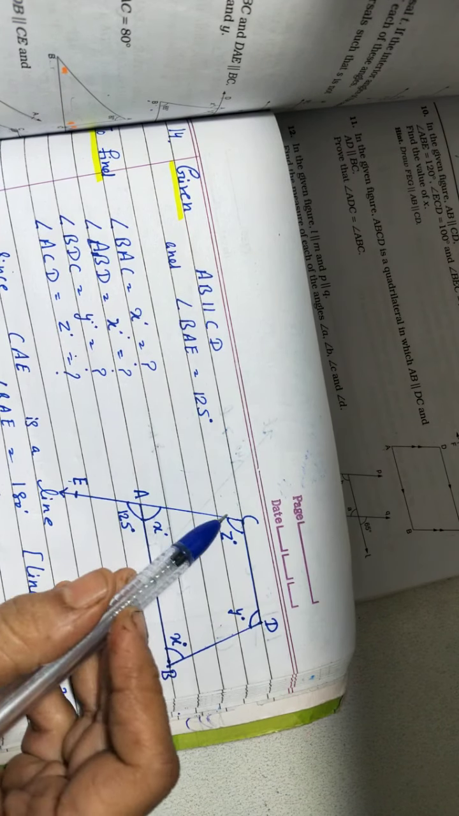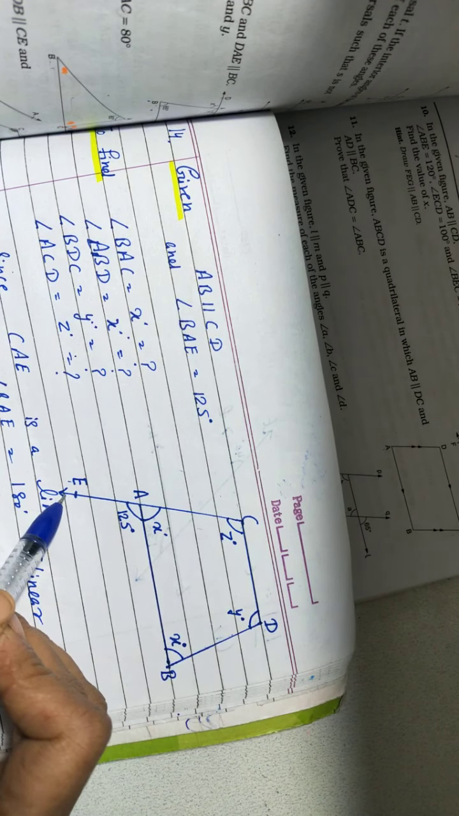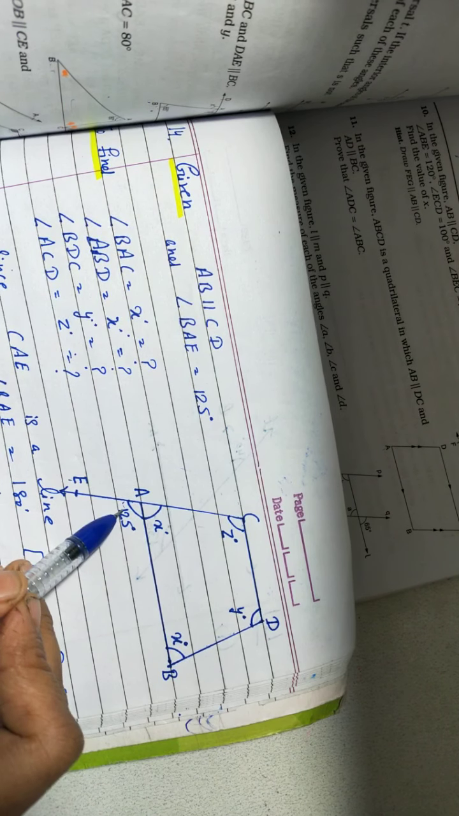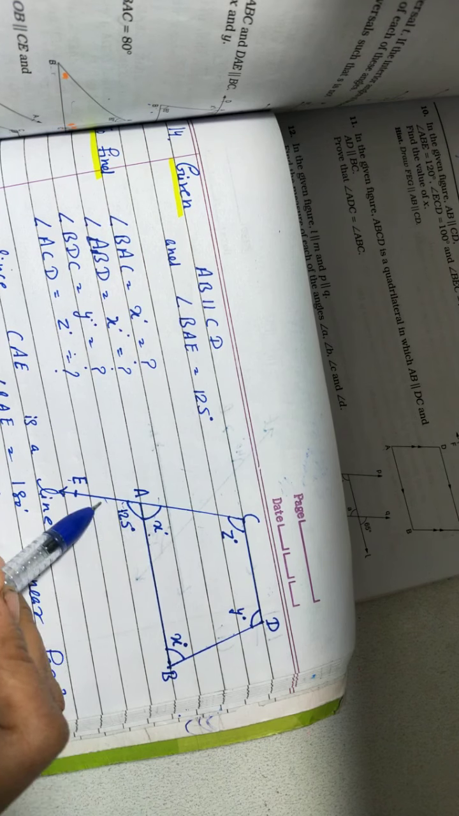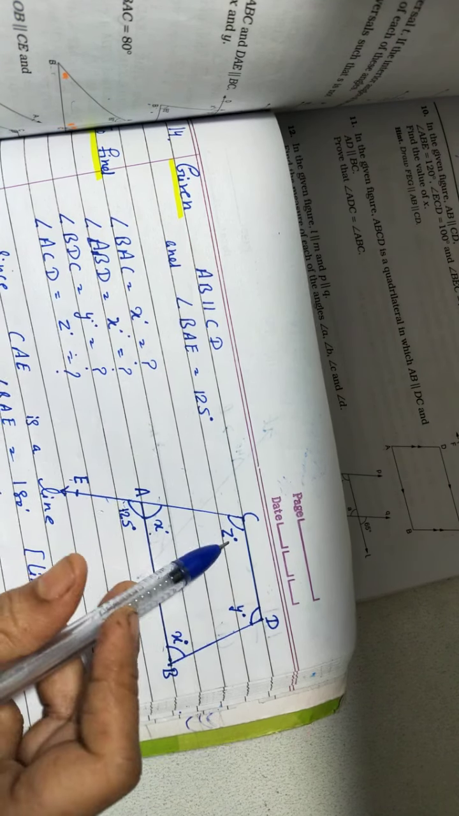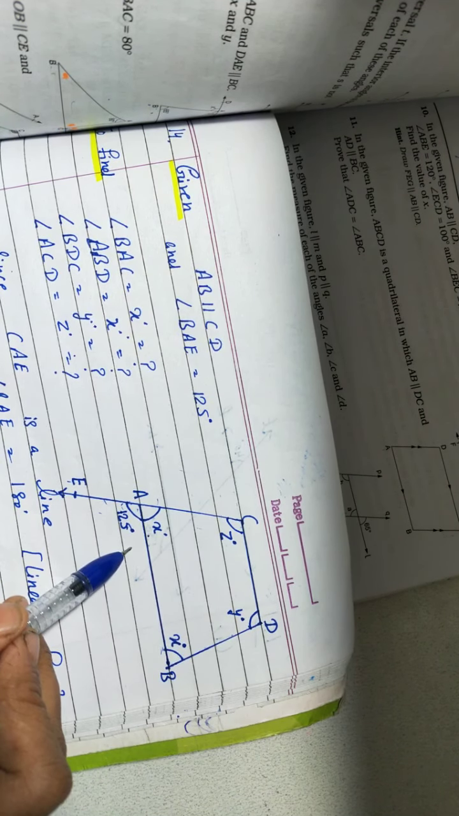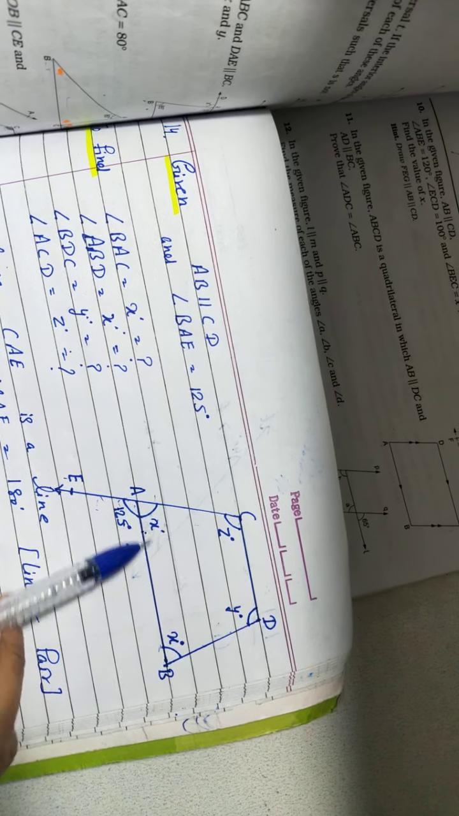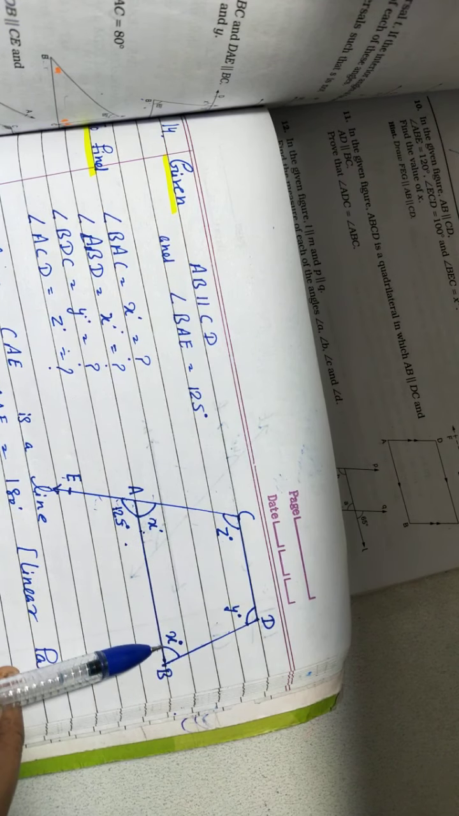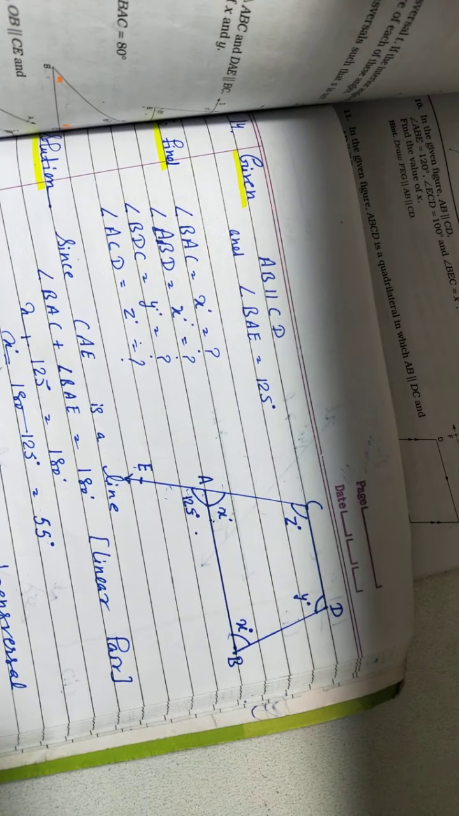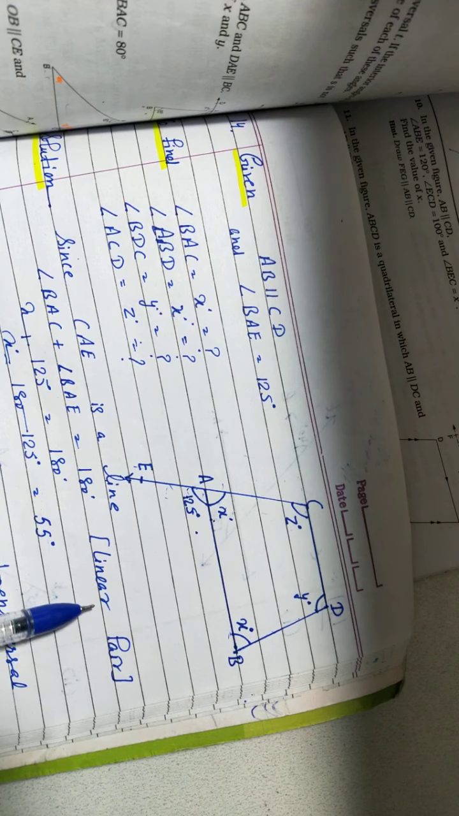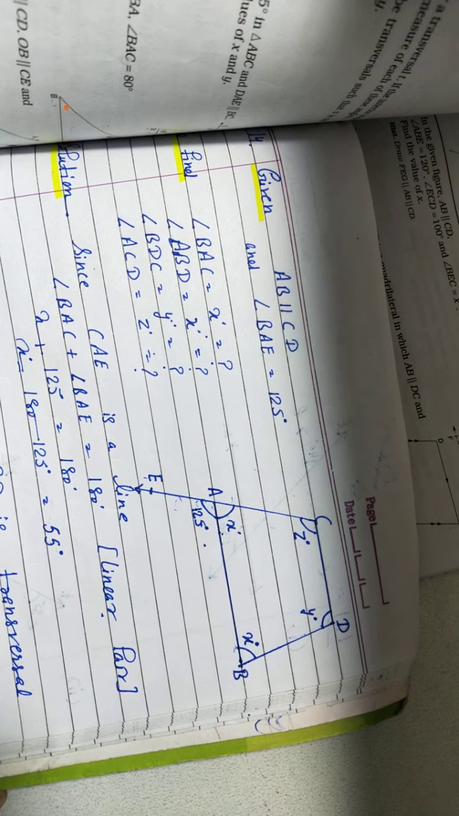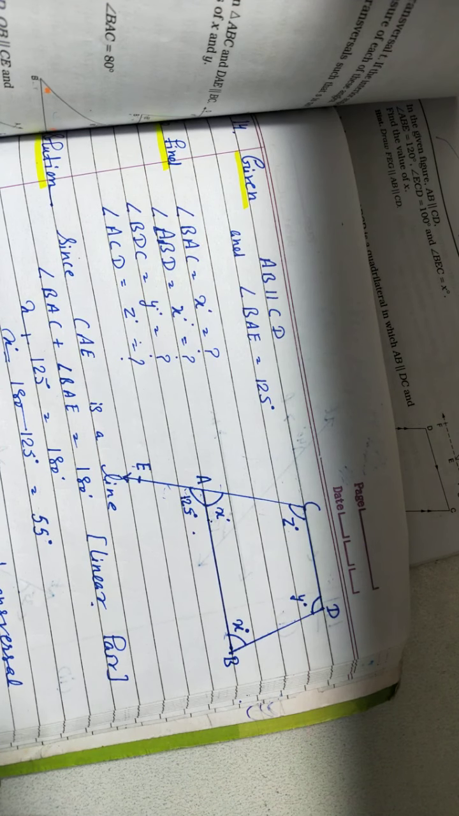Now CA is produced to a point E, so CAE is a straight line. Then you can see X plus 125 is 180 by linear pair. This angle BAC plus angle BAE is equal to 180, linear pair. From here we can find our angle X, and it is the same as this one. Both are X. So BAC plus BAE is equal to 180, linear pair, so X is 55. Next we have to find Y and Z.